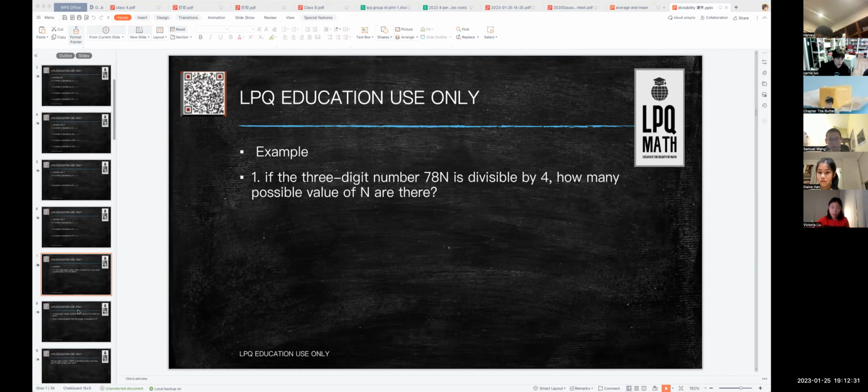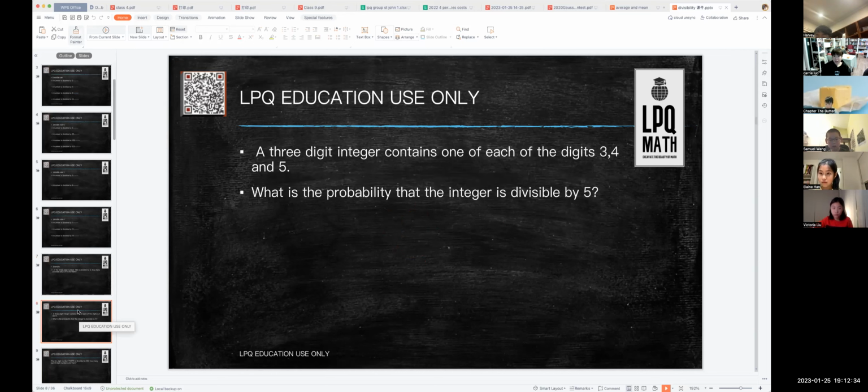So now let's move forward to the next question. A 3-digit integer contains one of each of the digits 3, 4, and 5. What is the probability that the integer is divisible by 5? Okay, so this is a different question. This question has two layers of possible answers. First of all, you need to find out how many of them are divisible by 5, and then you need to calculate the probability. What does the probability mean? That means you need to find out how many of them are divisible by 5, divided by how many numbers can be created by 3, 4, and 5, right? Okay, so let's take a look at this one.